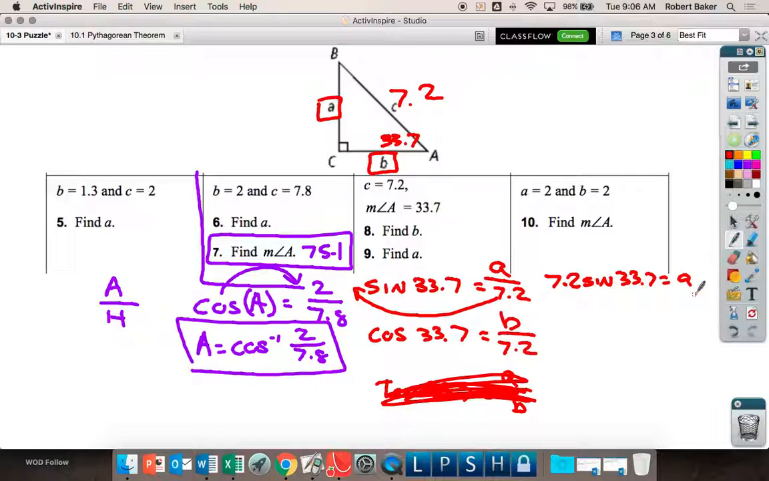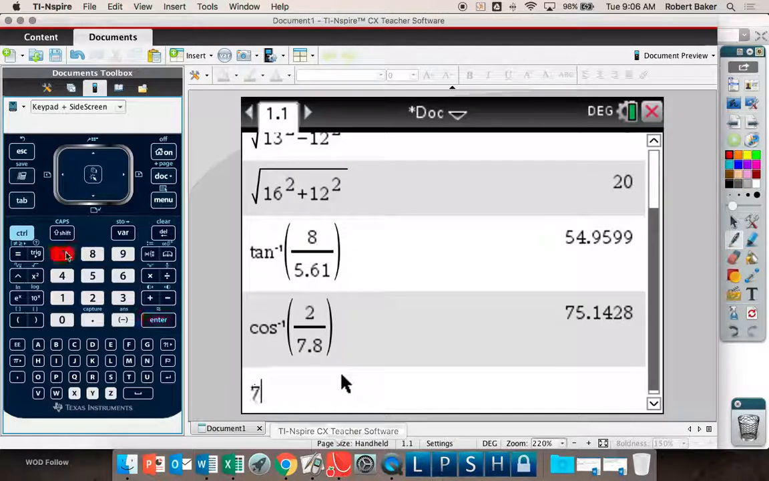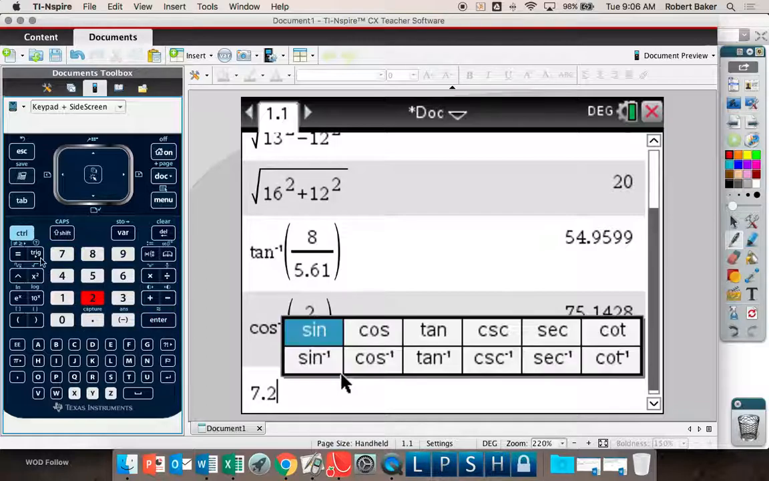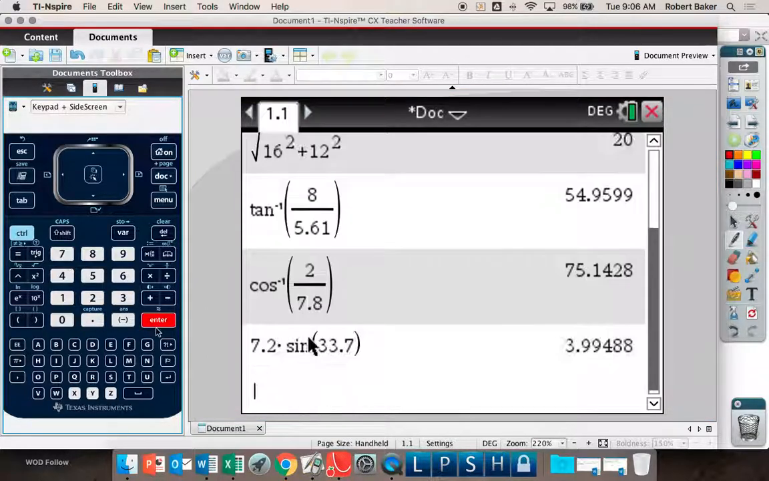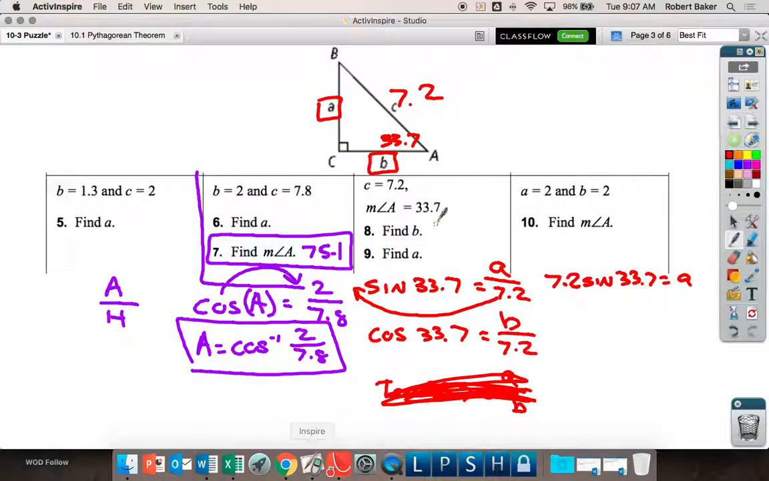That nasty sentence can be typed into your calculator. You go to your calculator, 7.2 regular sine, because I'm solving for a side length, of 33.7. Boom! 4. A is 4.